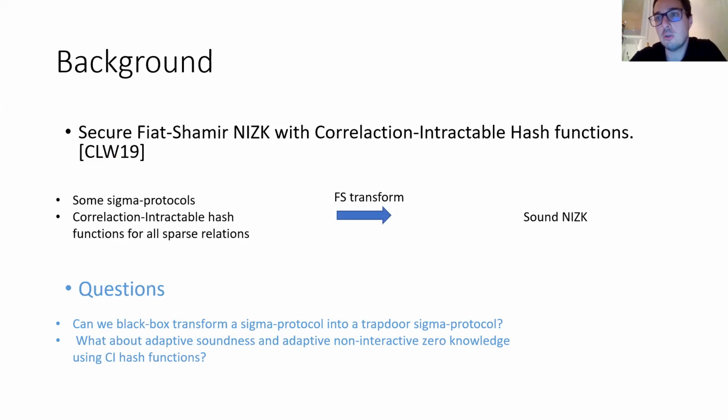So in principle, we could use NP reductions and obtain this kind of security for all NP languages. However, NP reductions are very expensive objects. So in this work, we show how to define NIZK with adaptive security using this framework without the need of NP reductions.